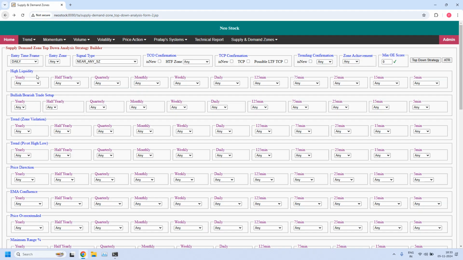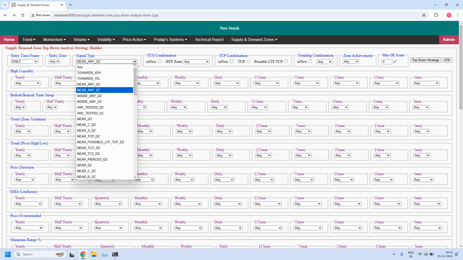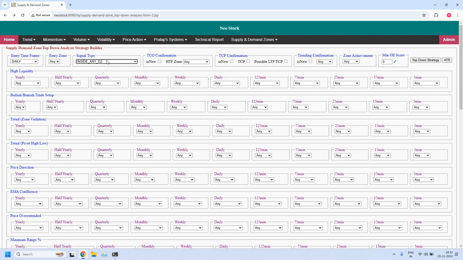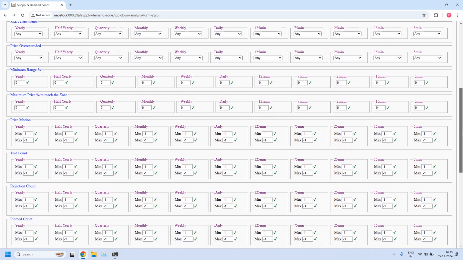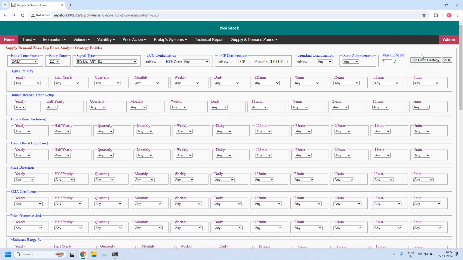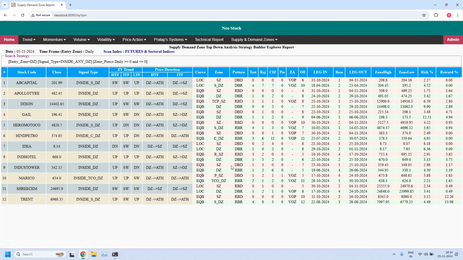Okay, fine. Next, for daily time frame, let us find the stocks where price closed inside the daily demand zone. But these daily demand zones should not be pierced. So entry zone is a DZ, daily zone. So for daily demand zones, we need to set the filter. This is the pierced count filter. It should not be pierced on daily time frame. So I am setting minimum value 0, maximum value 0. That means zone is not pierced. Let's find how many stocks we get. We got 12 stocks. Price closed inside daily demand zone and they are not pierced.